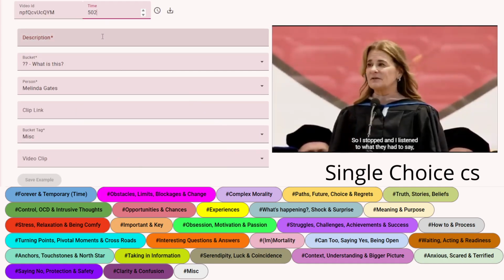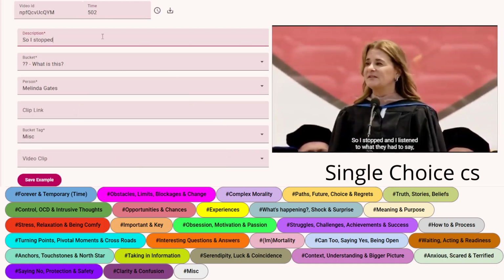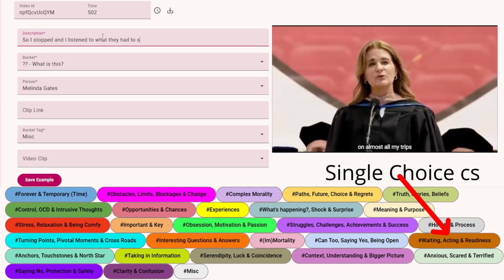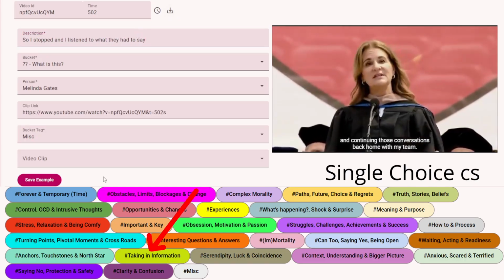"So I stopped and I listened to what they had to say." Stopping is another choice word, as is starting, waiting, and readiness in general. I also wonder about the word listened. It could simply signify the pivot she's about to make. It could have to do with her being explore last. I did hear this word a lot from Yuval Harari, and it could have something to do with single choice, that is taking in new information. Harari too is single choice.